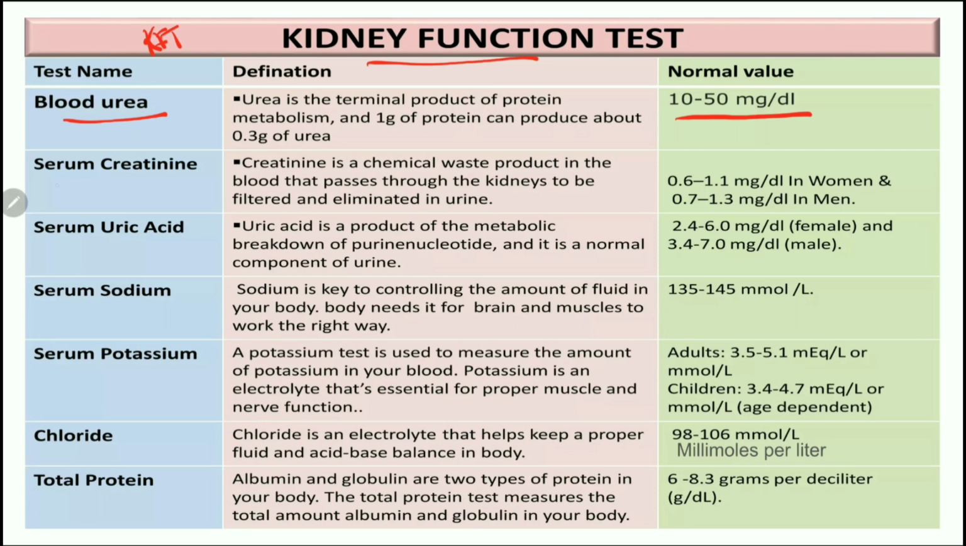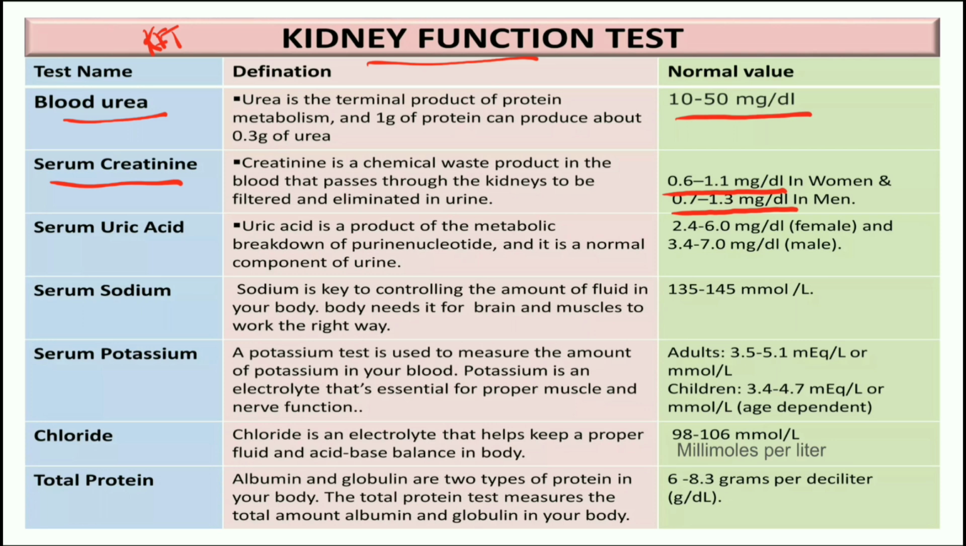The next parameter is serum creatinine. The normal range for men and women is different. For women, it is between 0.6 to 1.1 milligram per deciliter, and for men, it is between 0.7 to 1.3 milligram per deciliter. Let us understand what creatinine is first.